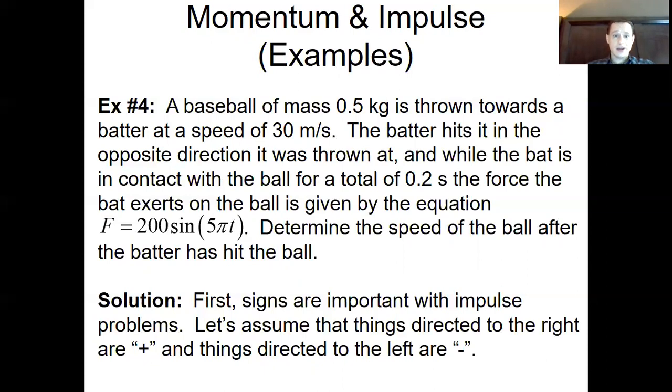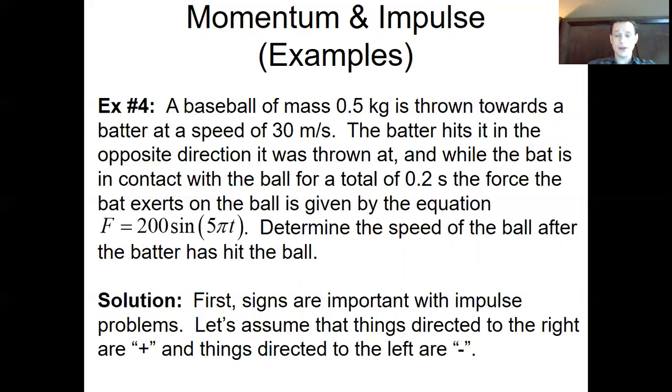It's in contact. It exerts a force on the ball given by this equation. So the force is 200 sine of 5 pi t. Well, that's weird. It's not a constant force. At different times, as it first starts to hit it, it only has to push back a little bit, but then it pushes back the most about halfway through, and then when it's going back the other way, it doesn't push on as much. So it's a more complicated equation for the force applied to this thing. Determine the speed of the ball after the ball has been hit by the batter.